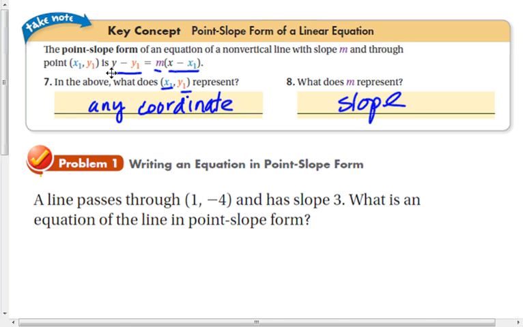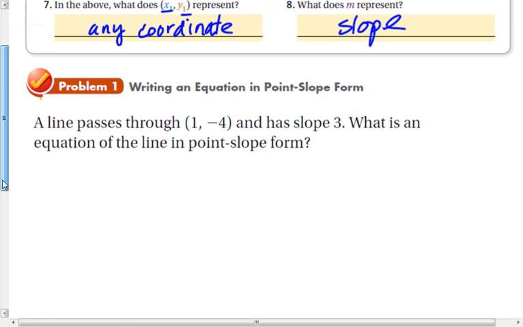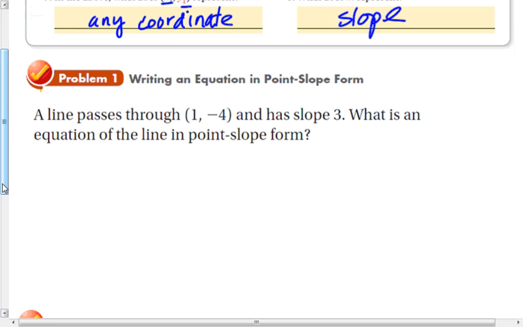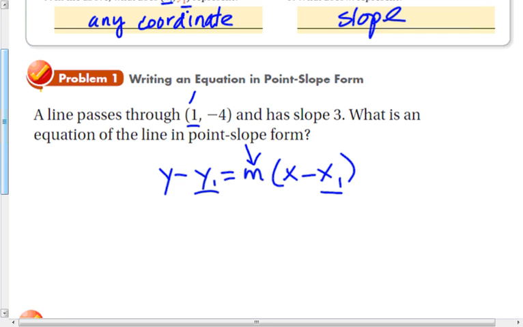So in problem 1 here, we know that the line passes through the point (1, -4) and has a slope of 3. If we use this formula, let's write down the actual formula here. All we need is an x coordinate and a y coordinate. Substitute those in, and we need the slope. So the x coordinate we have here is 1. The y coordinate we have here is -4.